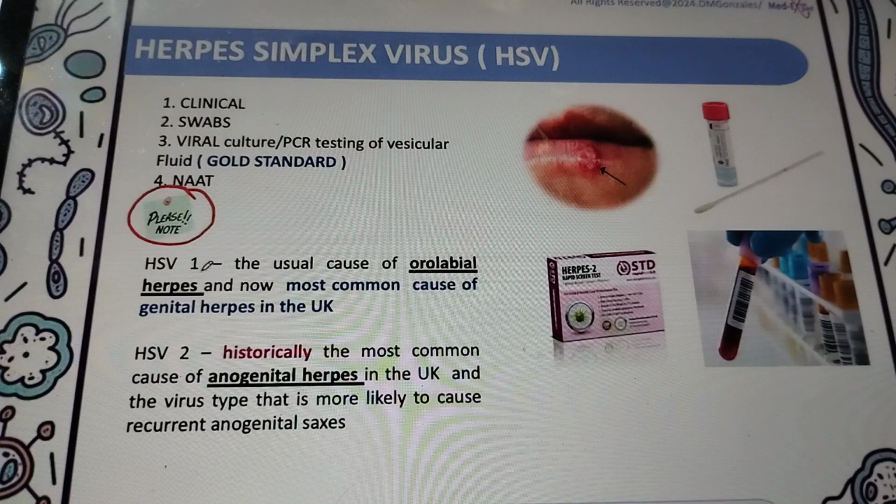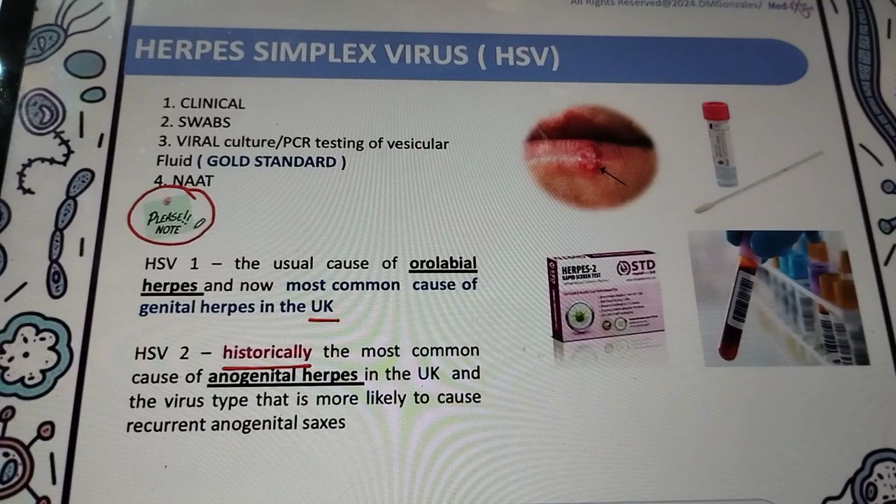Now, HSV1 is the most common cause of genital herpes in the UK. So when you encounter in the exam, what is the most common cause of genital herpes in the UK? It is not HSV2, okay? It is HSV1. So remember, HSV2 is only history now. Historically, it was the most common cause of anogenital herpes in the UK, but now it is replaced by HSV1.